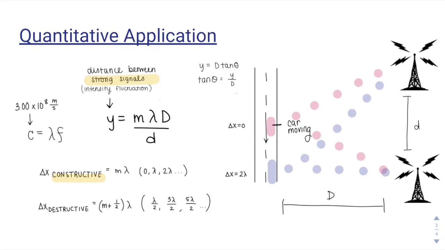These physics equations can be used to answer many useful questions, such as finding wavelength or frequency, since speed of light is constant, or finding distances of strong or weak signal depending on constructive or destructive interference, respectively.